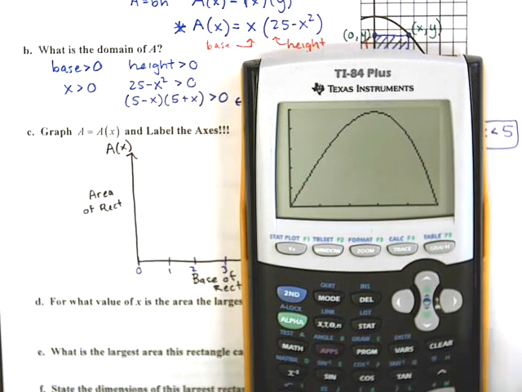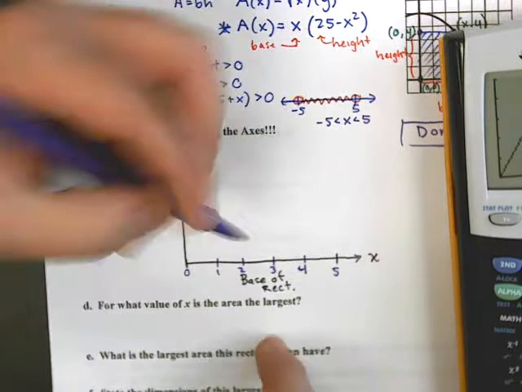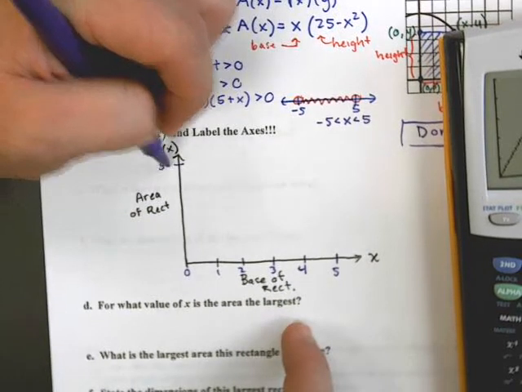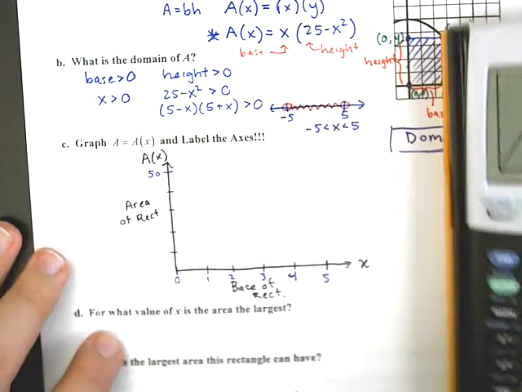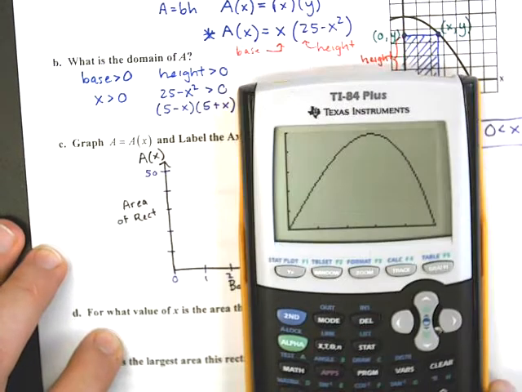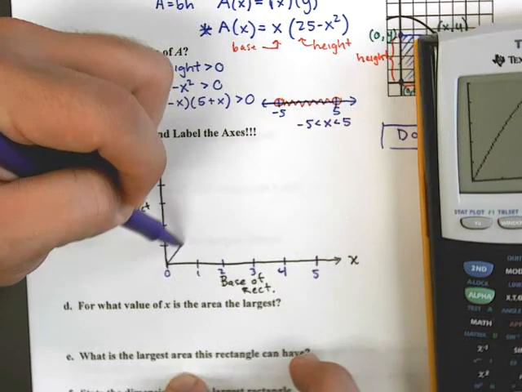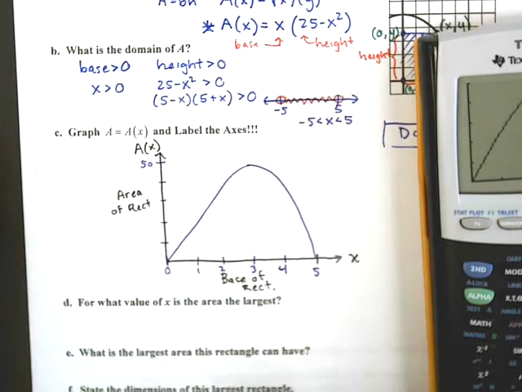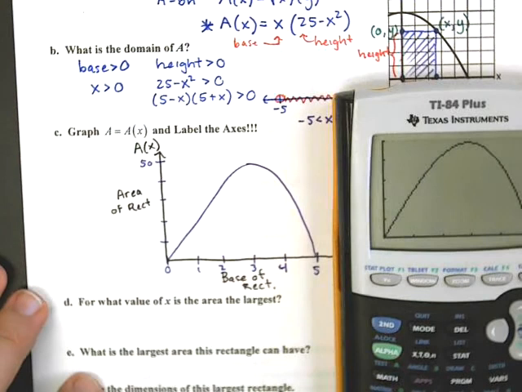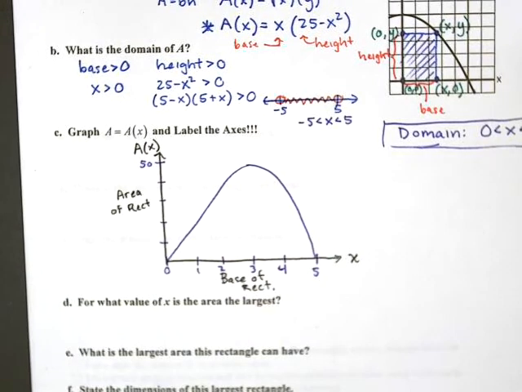So now we can go back to our paper. And I know I'm going up to 50. Maybe go 10, 20, 30, 40, 50, something like that. And we just kind of sketch it on there. Doesn't have to be perfect. Maybe something like that. Okay? Cool. All right. We have everything graphed, everything's labeled that we need.